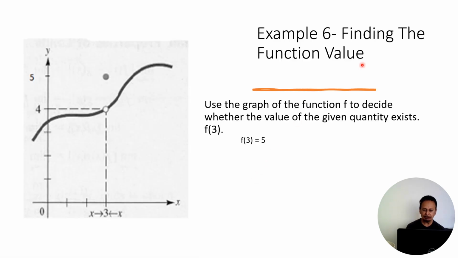So example 6, we're going to find the function value using the graph. We're going to find f of 3. We don't have to go from left and right, just locate the 3. 3 is here, and then we draw a vertical line, and it shows an open circle. So when x is 3, there is this open circle, so we cannot say the answer is 4. If we keep going up, there is a solid circle, and here the function value is what? 5. So you will say f of 3 is 5.